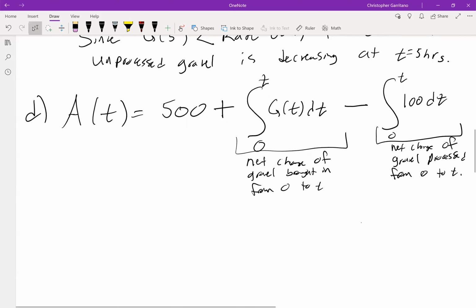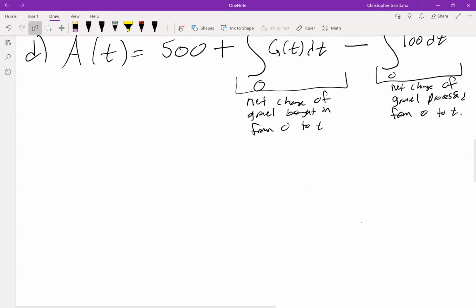All right. So that's the function we're trying to maximize. Now, how do we maximize a function? Well, the first step is to take the derivative.